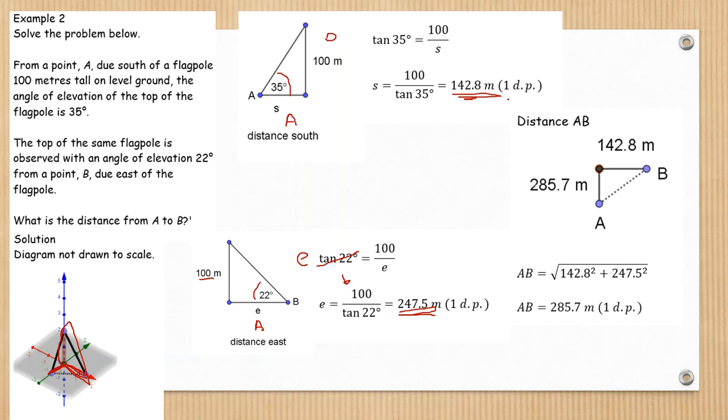So the 142 is here, and the 247 is here, giving us AB equals this number, 285.7 meters.